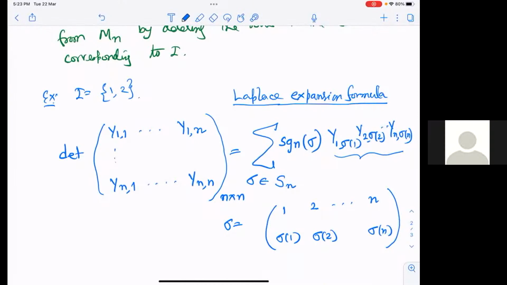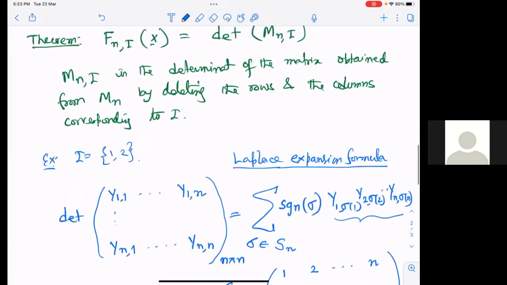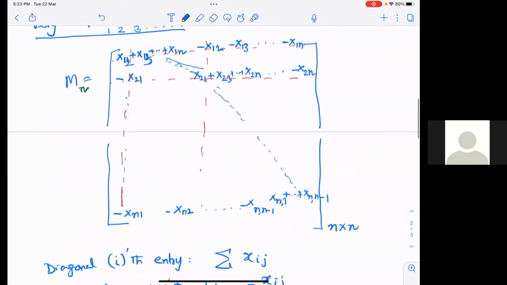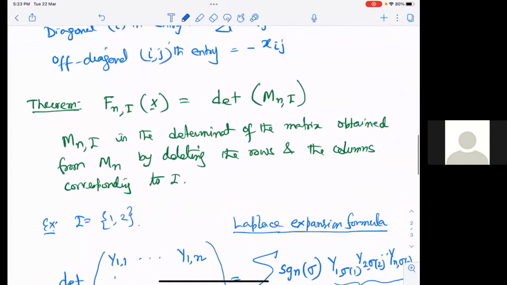Or is it clear? Anybody has any doubt? Ask. Yeah, it was important to tell, otherwise one may be confused about what I mean by the determinant of M when I am using symbolic variables. That is what I mean.